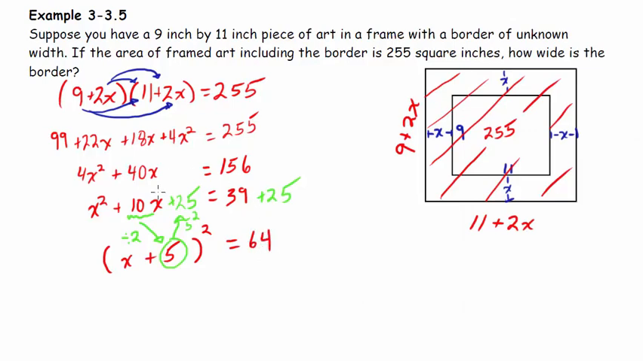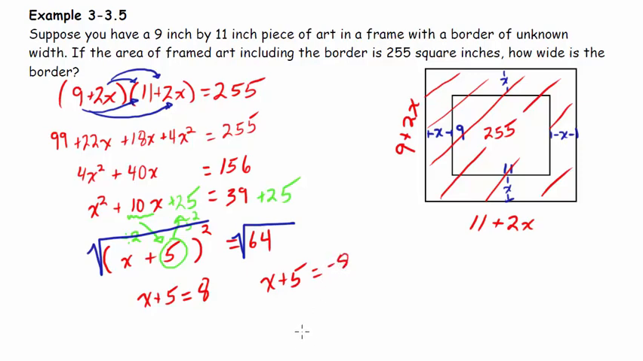Okay, now that we have a perfect square on the left, we can take the square root of both sides. I'm going to take the square root over here, square root over here. So we're going to get that x plus 5 is the square root of 64, which is 8, or x plus 5 is negative 8. Okay, now we are going to add 5 to both sides.